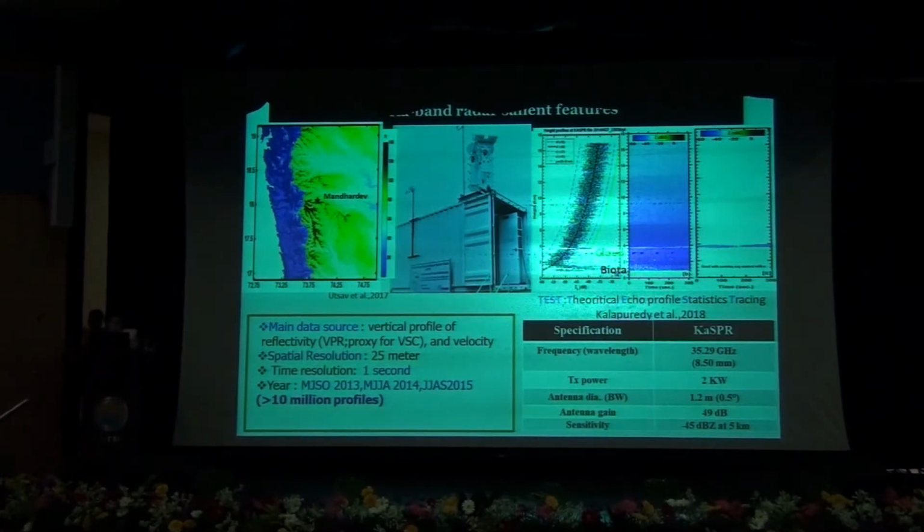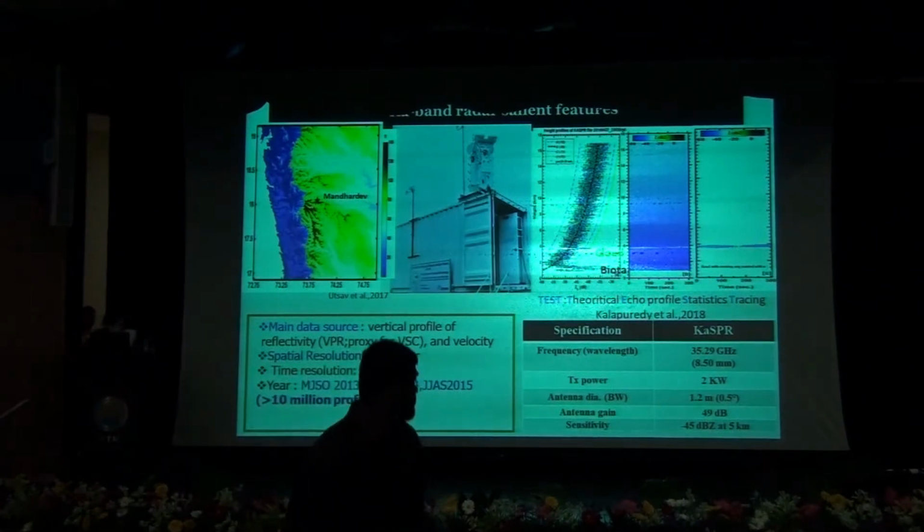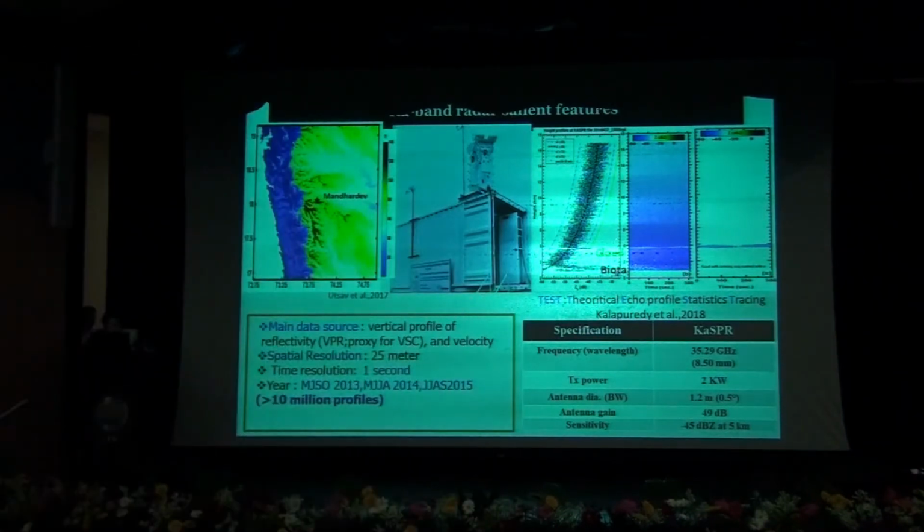And to remove this biota and get genuine cloud information, an in-house algorithm has been developed. The main data sources here are the vertical profiles of reflectivity and velocity. The 3 years of data from 2013 to 15 in and around the monsoon is utilized, which contributed to more than 10 million profiles. I mention the number of profiles because this was the key for us. In spite of only 3 years of observation, we could carry out our work on climate dynamics, which normally expects 10 to 15 years of climatological data.